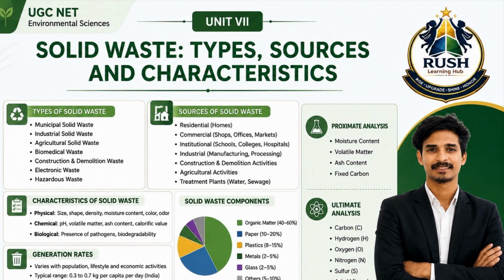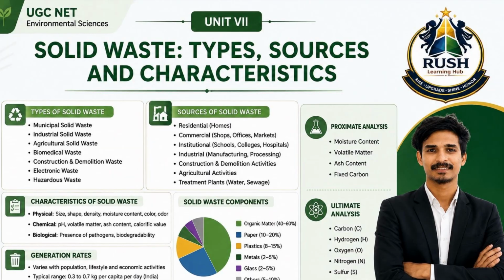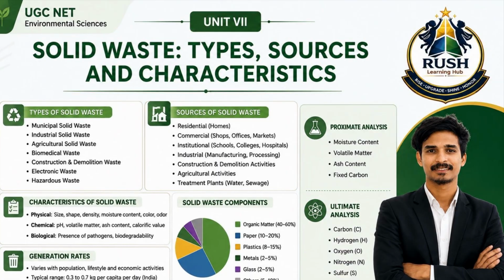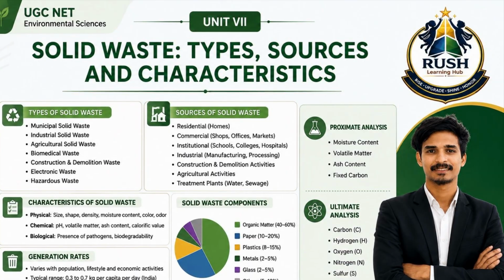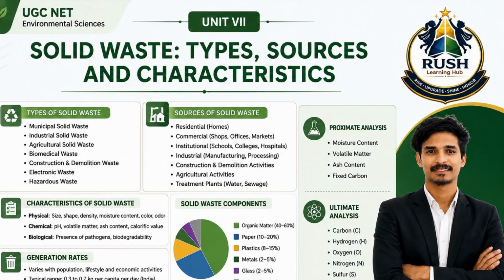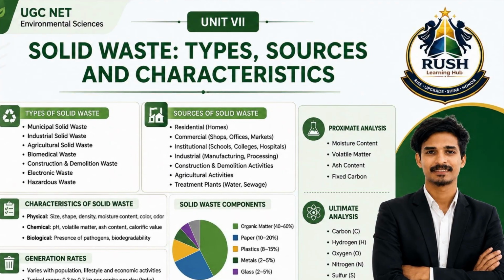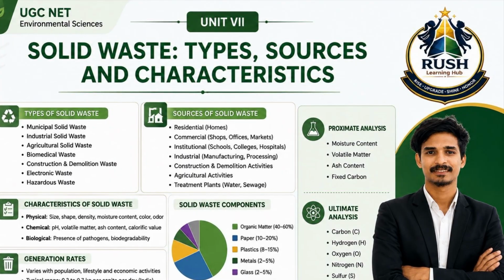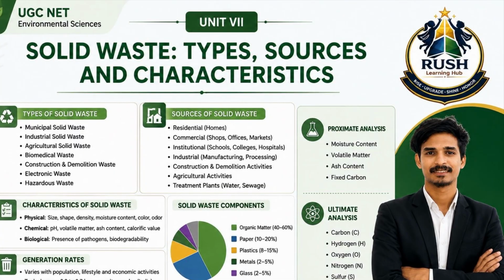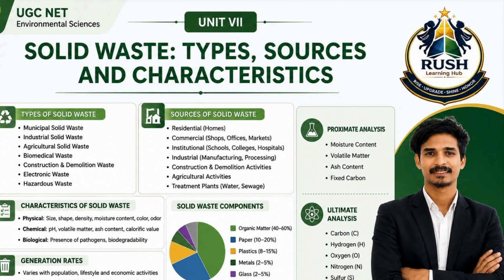The second category is chemical characteristics. These include pH, calorific value, organic matter content, carbon, nitrogen, phosphorus, potassium, ash content, and volatile matter. Calorific value is especially important because it indicates the energy-producing potential of waste. Waste with a high calorific value can be used in waste-to-energy plants or for producing refuse-derived fuel, commonly known as RDF.